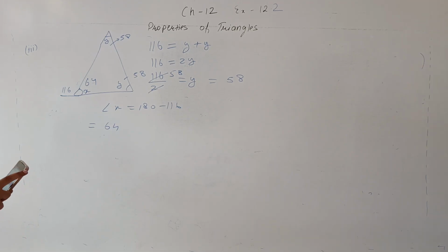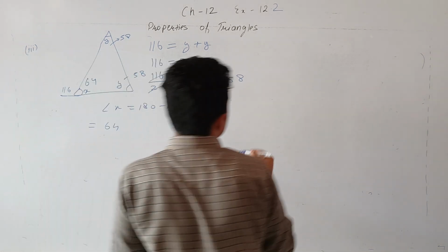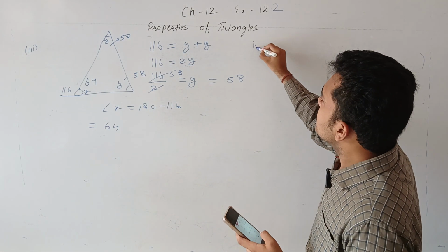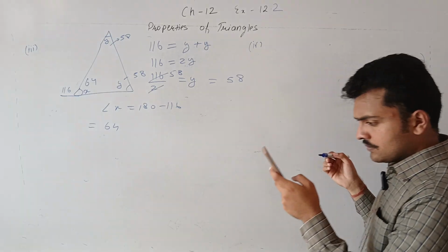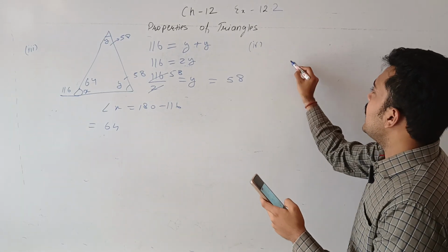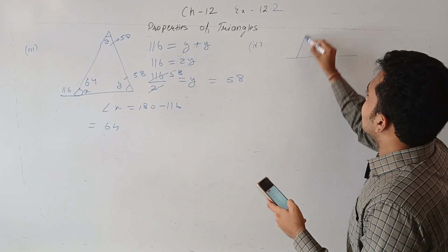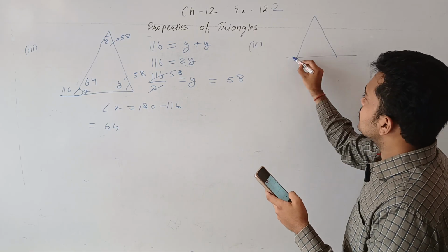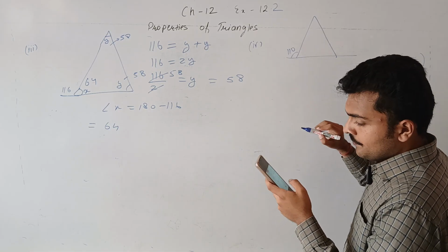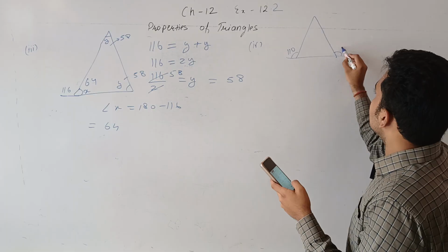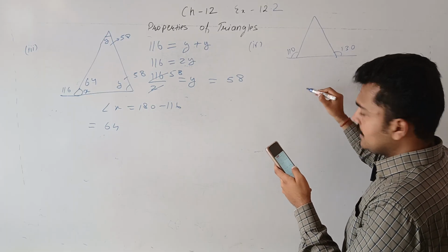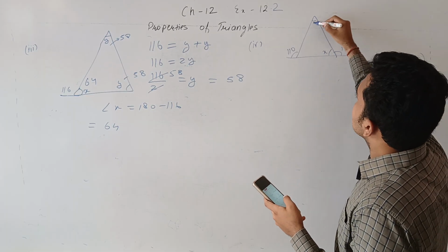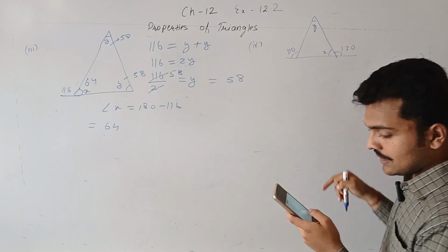Now I'll move to the next question, question number 4. Again, this is a triangle. This exterior angle is 110. This angle is 130, this angle is x and this angle is y.